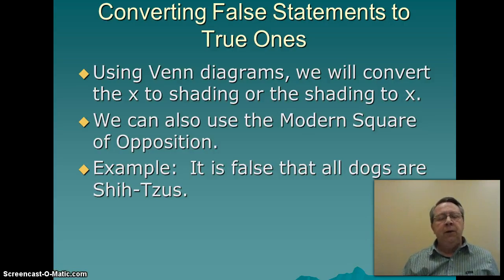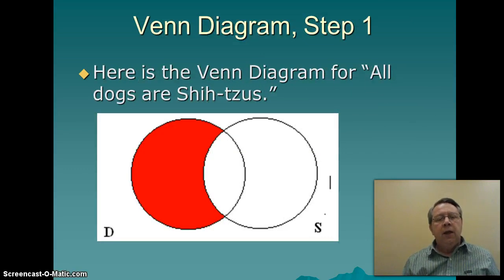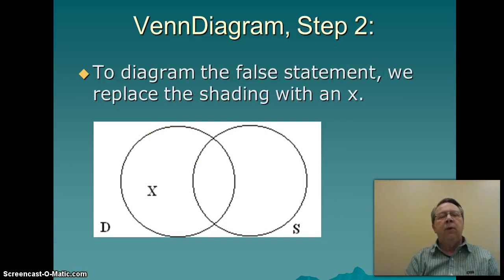So an example would be, it is false that all dogs are Shih Tzus. Here's a Venn diagram for all dogs are Shih Tzus. So if it's false that all dogs are Shih Tzus, what are we going to do? We're going to change the shading to an x. And so the diagram would then become this: a false "all dogs are Shih Tzus" becomes this statement here, which is some dogs are not Shih Tzus.